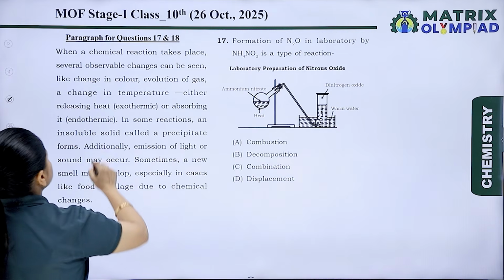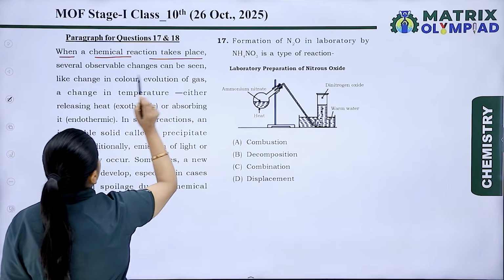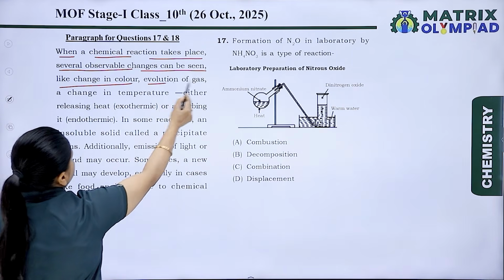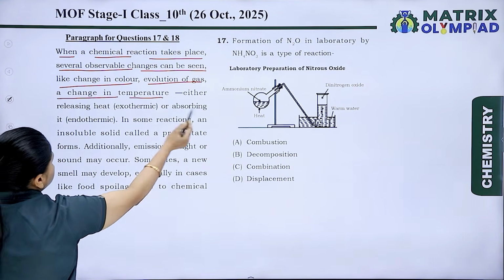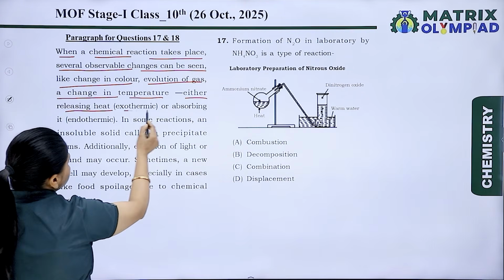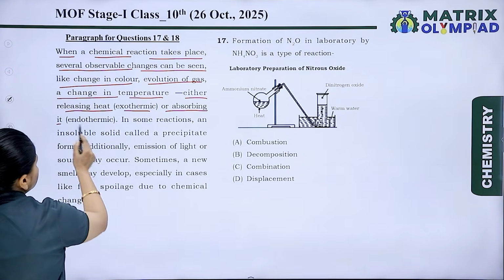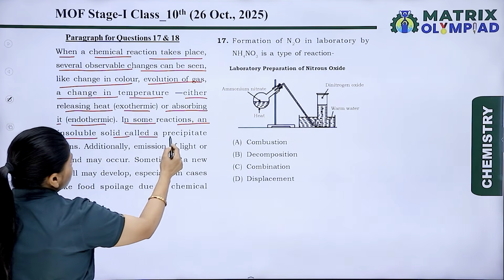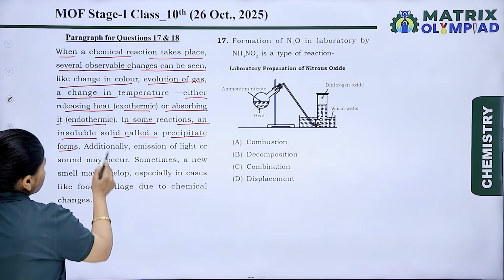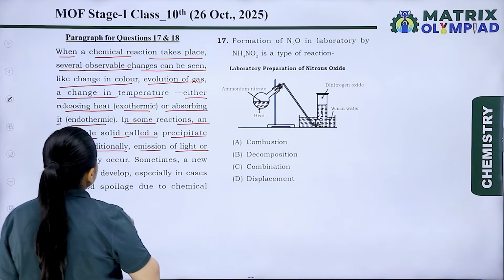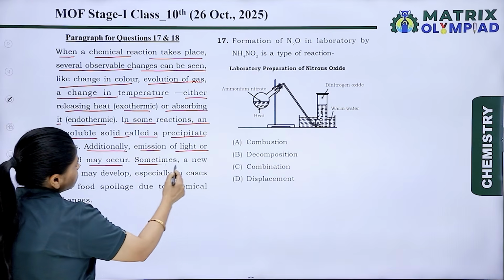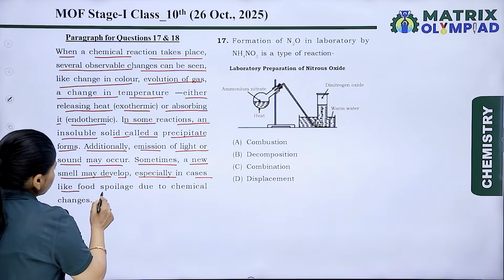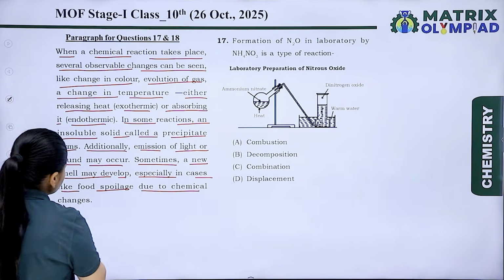This is paragraph based. When a chemical reaction takes place, several observable changes can be seen, like change in color, evolution of gas, a change in temperature, either releasing heat, exothermic, or absorbing it, endothermic. In some reactions, an insoluble solid called a precipitate forms. Additionally, emission of light or sound may occur. Sometimes a new smell may develop, especially in cases like food spoilage due to chemical changes.